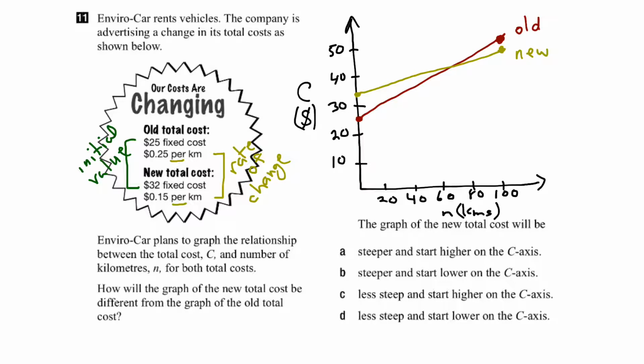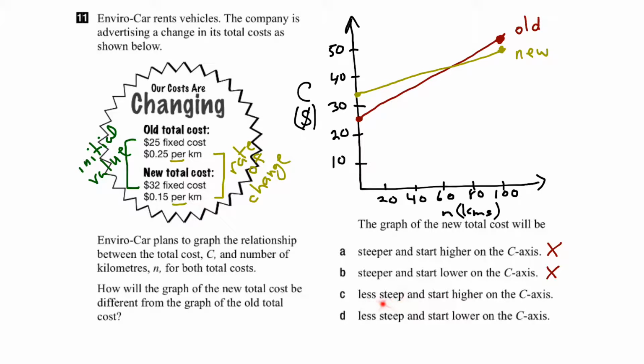So now we have enough information to answer the question here. So the graph of the new total cost, so we're looking at the yellow line, is it steeper and starting higher on the C-axis? Well, it does start higher, but the graph here is not steeper. The old line has a steeper slope. So we know that that's not the right answer. So is it steeper and starting lower? No, we know it's not steeper, and it doesn't start lower, it starts higher, so we know that that's not the right answer.